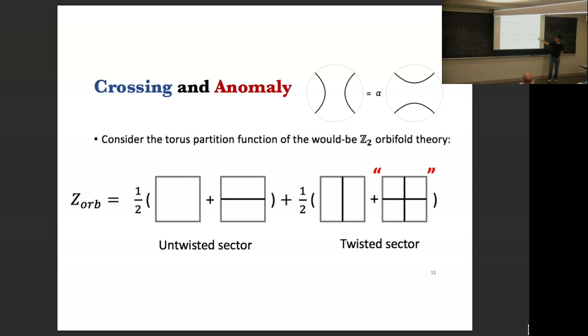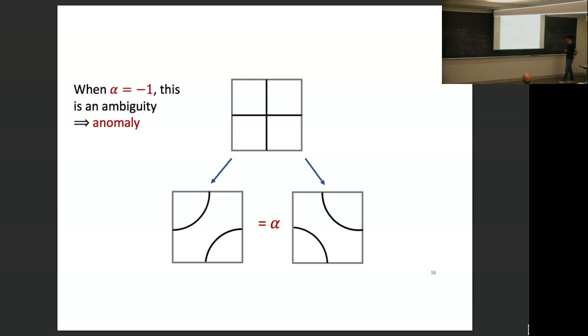But then there's a diagram that looks problematic, namely this one. This one has a cross, and you have to make sense of what that cross means. There are two possible ways to interpret the cross. It could either be this one or that one. However, the two differ by an alpha. So when alpha is plus one, there's no ambiguity in interpreting what that cross means. But when alpha is minus one, there's ambiguity.